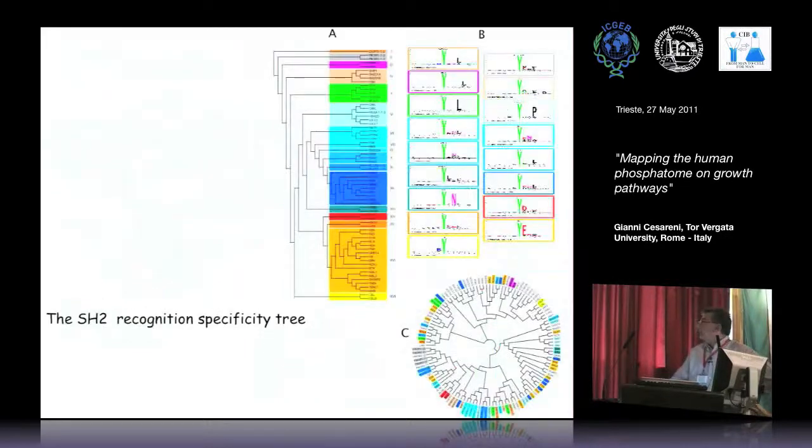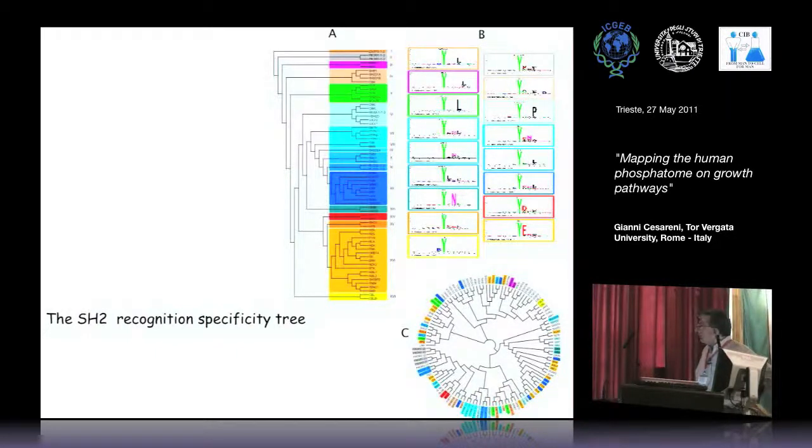By repeating this experiment for the 120 SH2 domains of the human proteome, we were able to group them into specificity classes, 17 specificity classes, each characterized by different contexts of the phosphotyrosine, the central phosphotyrosine.